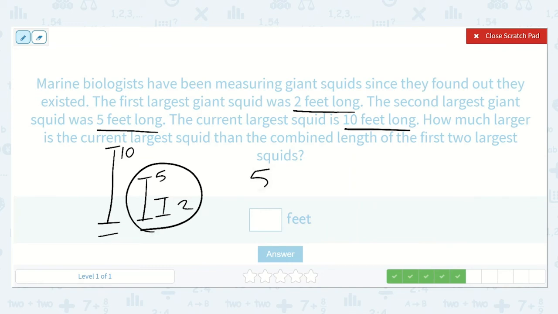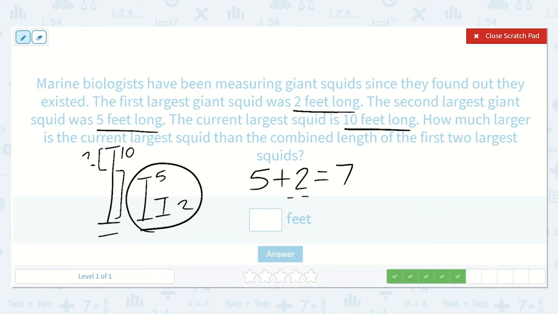So we need to do 5 plus 2 is equal to a number, because we're going to combine these first. So 5, 6, 7. All right, so we know that the combined length is 7. And then we need to subtract that 7 to figure out what this extra is. All right, there's my question mark.